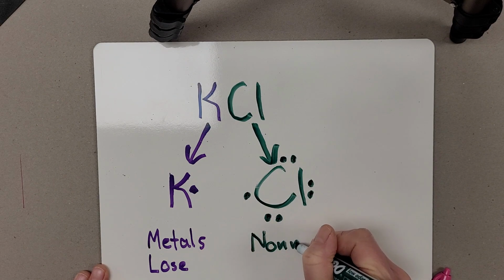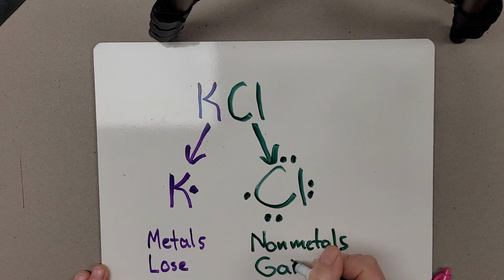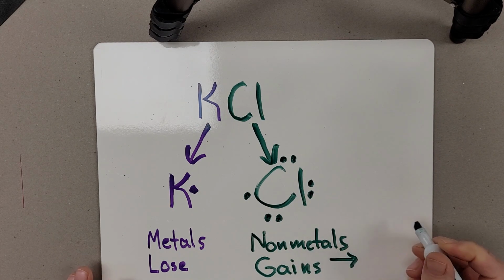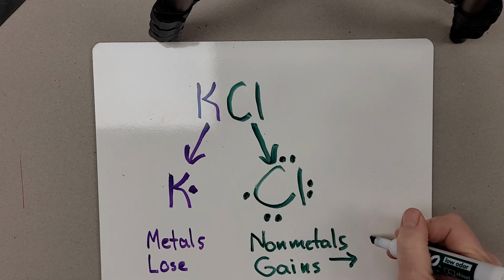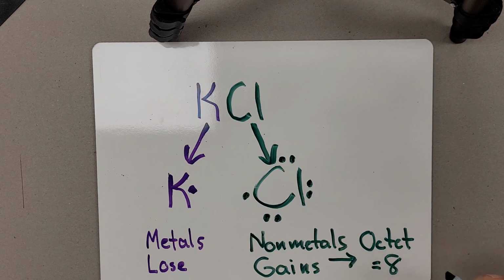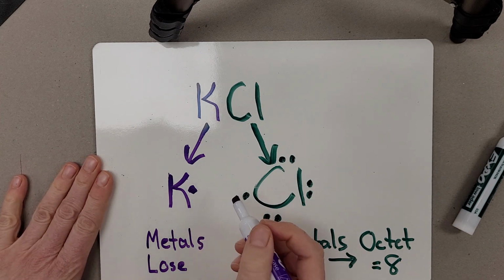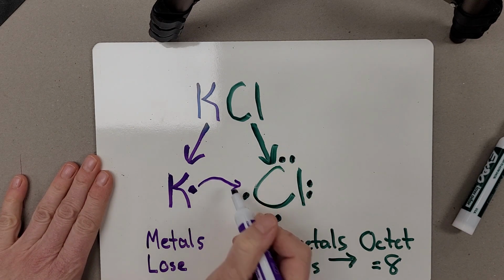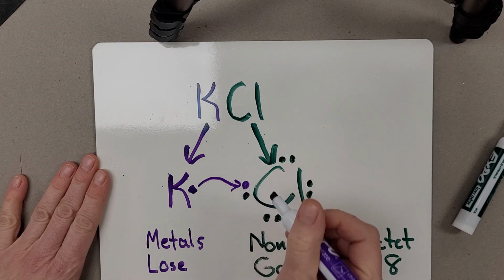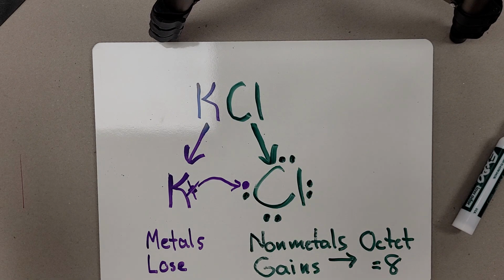Nonmetals gain or win, we can say, but we're going to write gain here. Nonmetals gain, and they're going to try to get an octet, which means 8. So you're not done with the process till you have made that happen. That's what we're trying to do here. So I'm going to transfer 1 electron from potassium over to chlorine, draw it like this, X out my electron on potassium. Okay, so that was my second step, was showing that transfer of electrons.